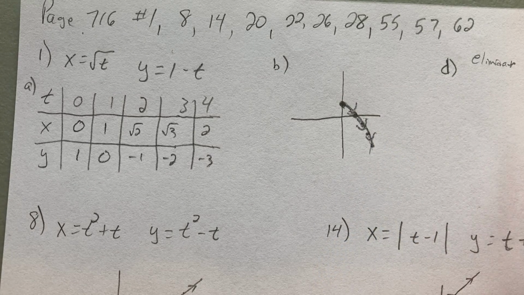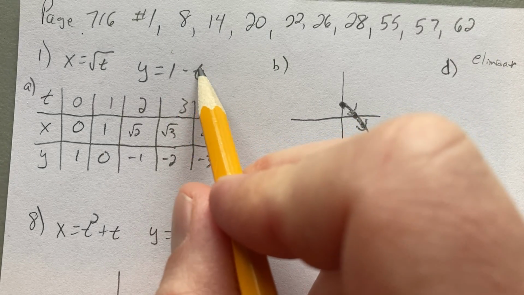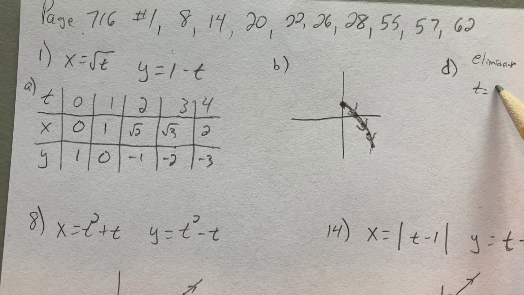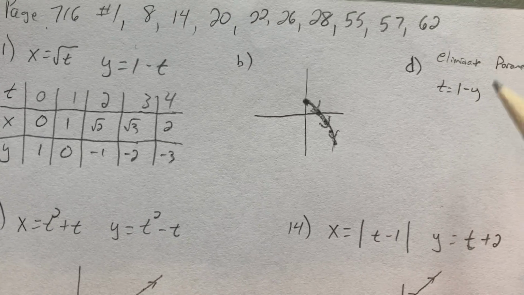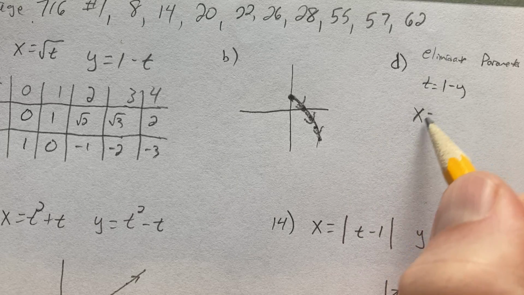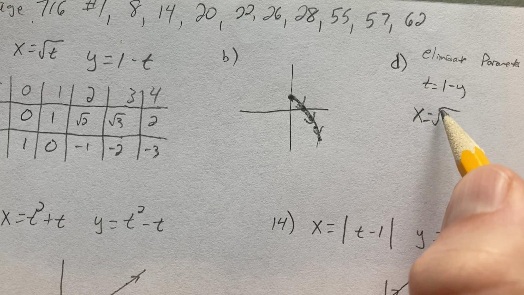Now, if I wanted to eliminate the parameter, probably the easiest thing to do is try to get t by itself. So if I were to add t and subtract y, I would get t equal to 1 minus y. And then I could replace that into the other equation. So instead of x equals square root of t, I could do x equals square root of 1 minus y.